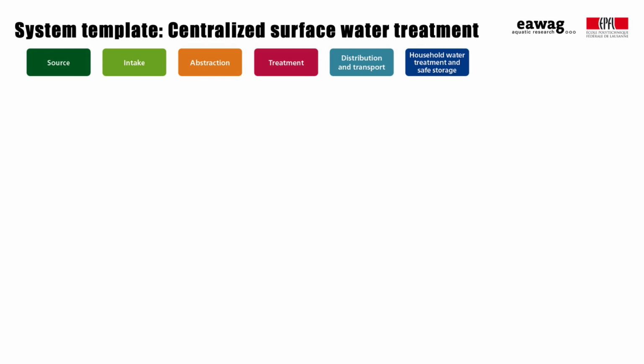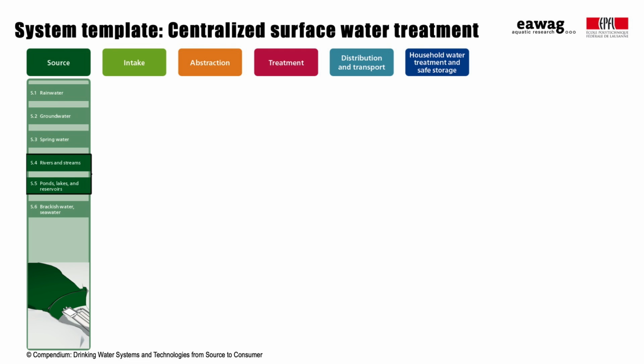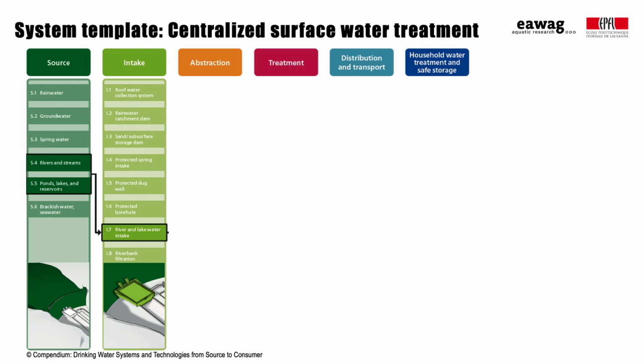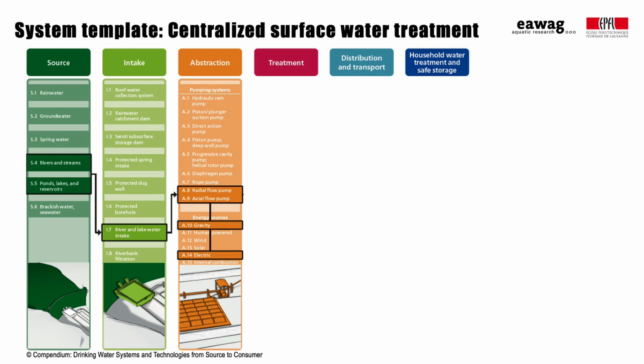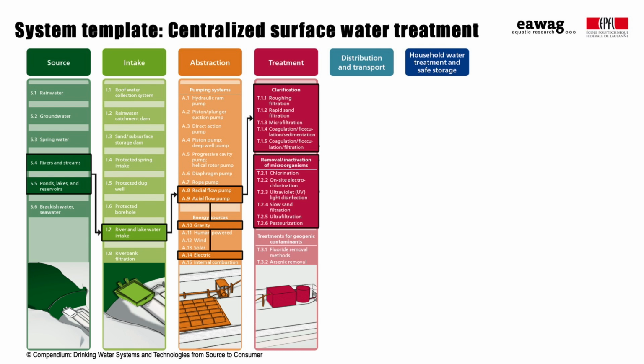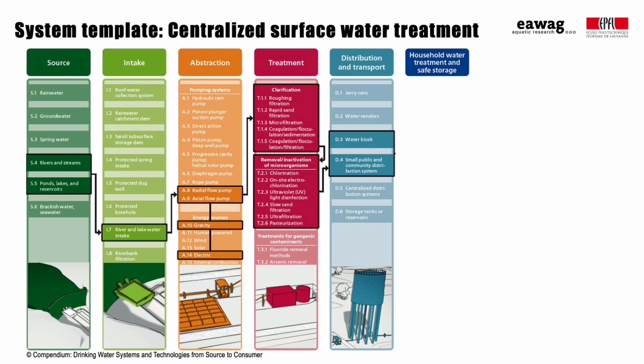Let's take a closer look at a system template for the piped water system shown earlier. The source is a reservoir located at a higher elevation in the hilly area surrounding the town. At this source, there's a protected lake water intake, as well as an abstraction structure where large volumes of water are transferred by gravity flow to the water treatment plant. At the plant, the water undergoes multiple treatment steps to remove sediments and microorganisms. Treated water then goes to the distribution and transport stage with solar-powered pumps moving water to an elevated storage tank. And then from there, the water flows into the town's distribution center and on to consumers.